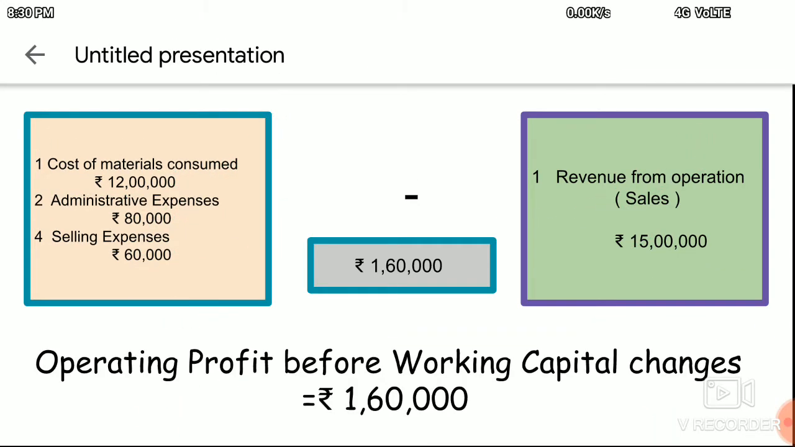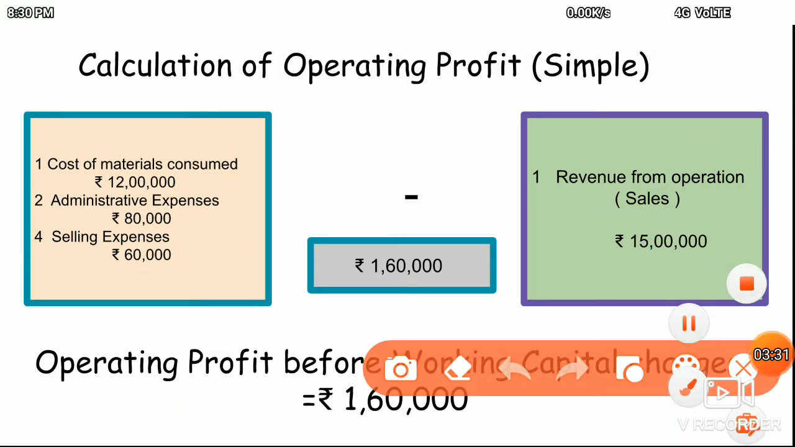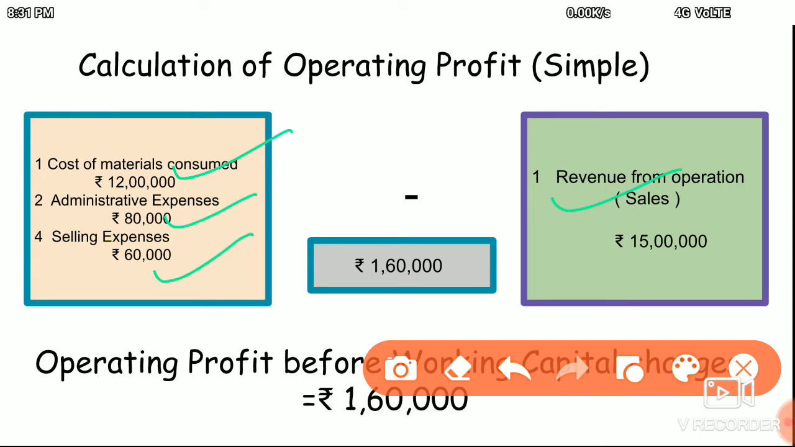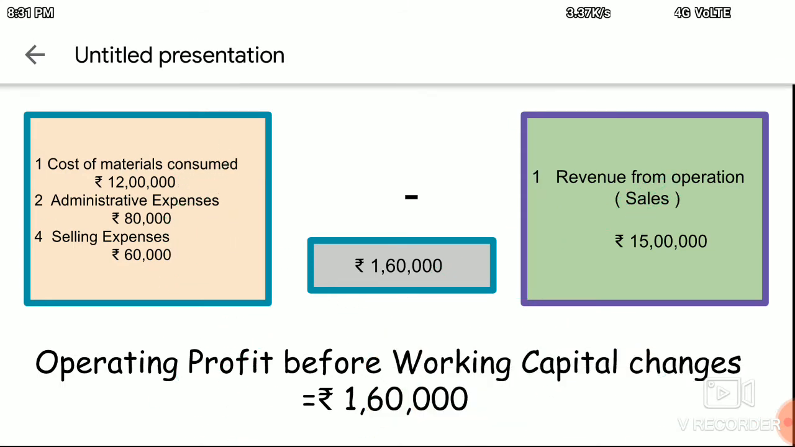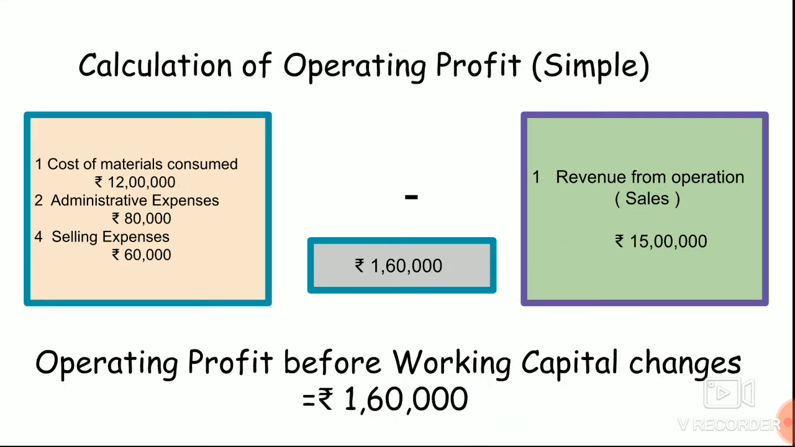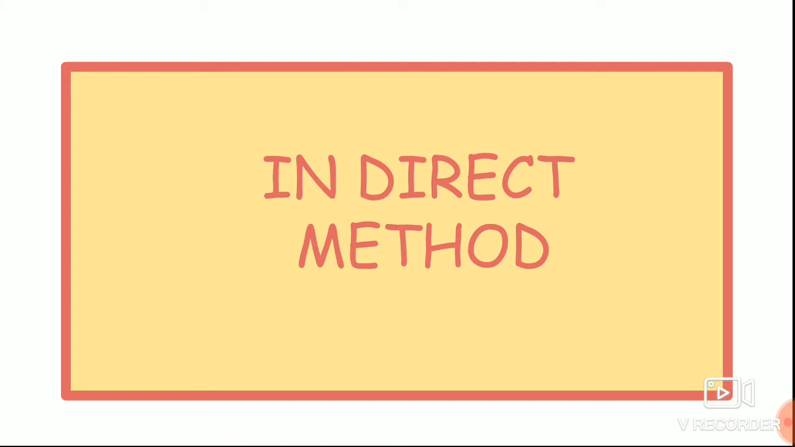If we do that, the result will be like this. Revenue from operation 15 lakh, cost of materials consumed 12 lakh, administrative expense 80,000 and selling expenses 60,000. When all these expenses are deducted from the total revenues, we get 1,60,000. This is our operating profit, and it is the operating profit before working capital changes. So this is the simple way. Now, in the cash flow statement, we do not follow this way of calculating the operating profit. We actually follow the indirect method.